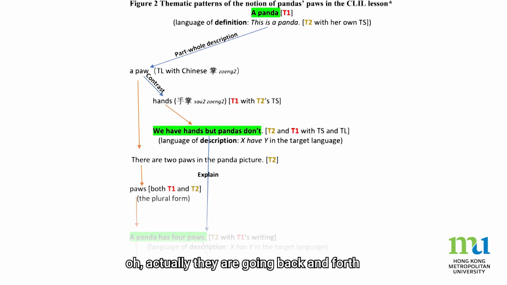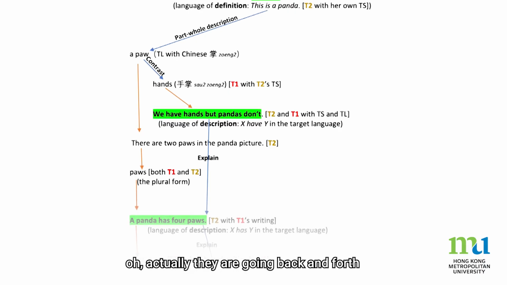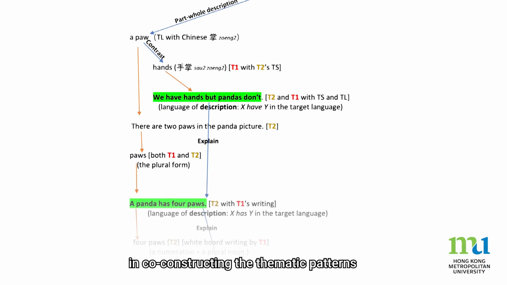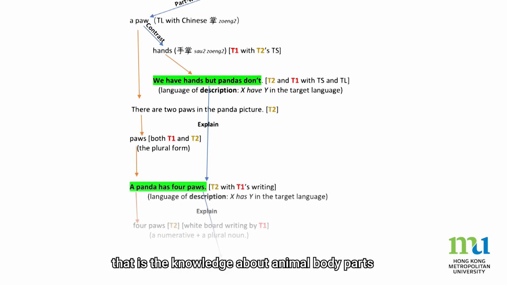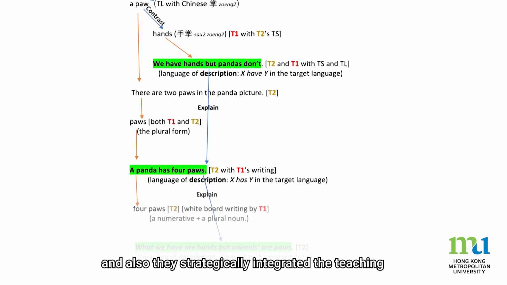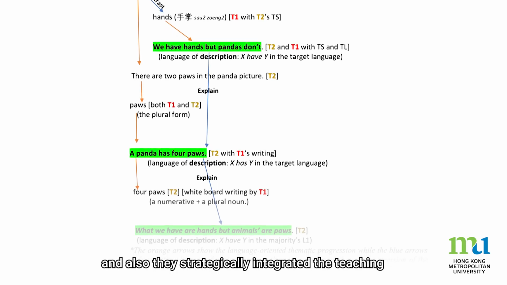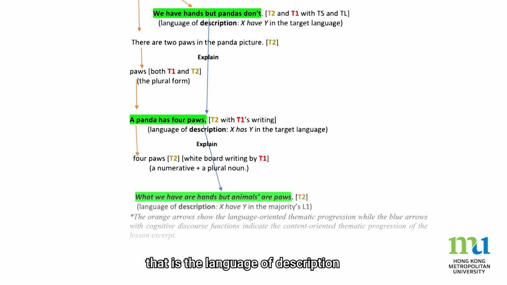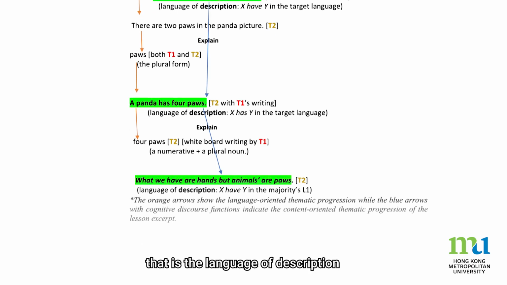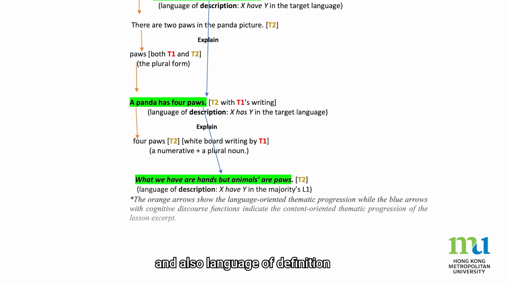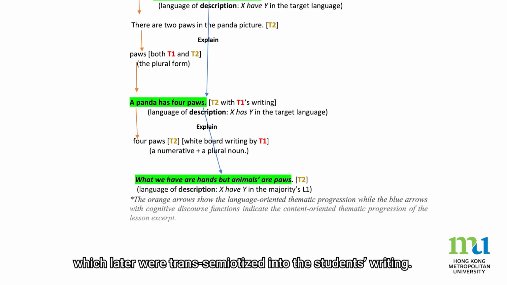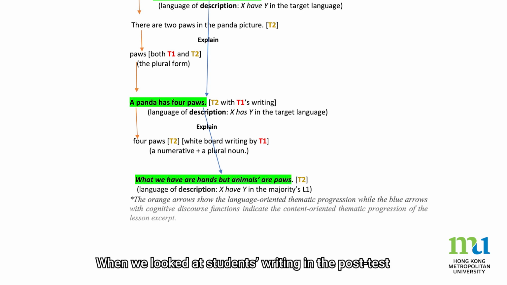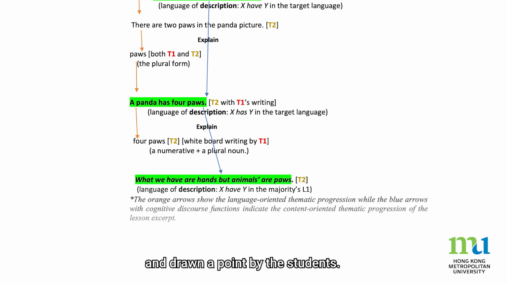And you can see that if we examine the whole interaction process, actually they are going back and forth in co-constructing the thematic patterns, that is the knowledge about animal body parts, and also very strategically integrated the teaching of subject-specific sentence patterns, that is the language of description and also language of definition, which later were transthematized into the students' writing. When we looked at students' writing in the post-test, we can also see that these language features were used and drawn upon by the students.